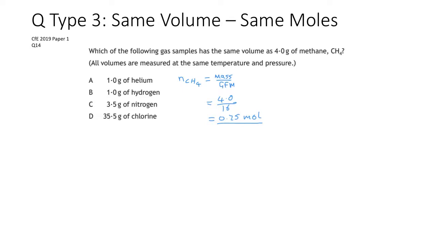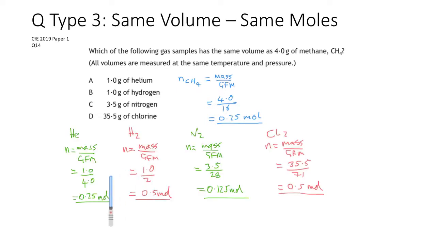We now need to go to the other possibilities given and see which of them has 0.25 moles as well. If it is 0.25 moles, it will be the same volume as methane. Same moles, same volume. So calculating out these moles, we can see that helium, our first one, is 0.25 moles.